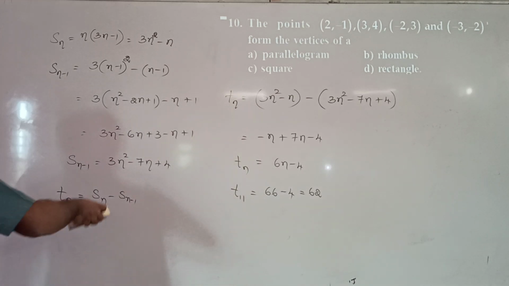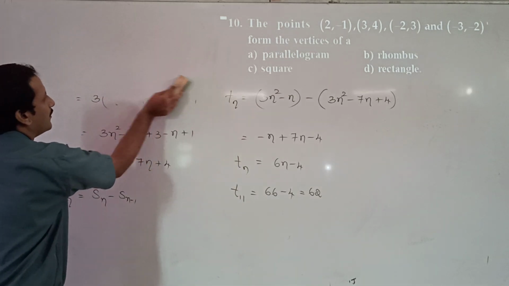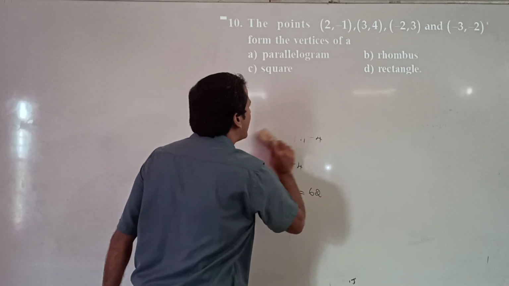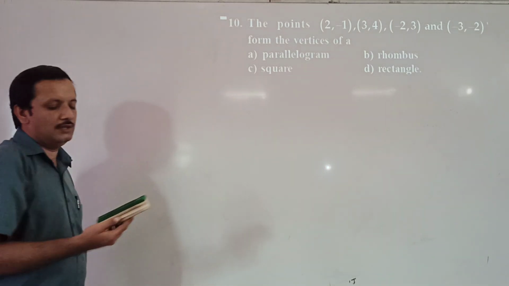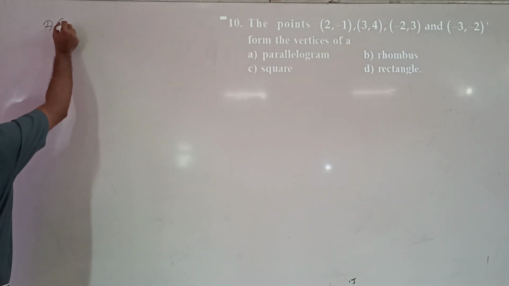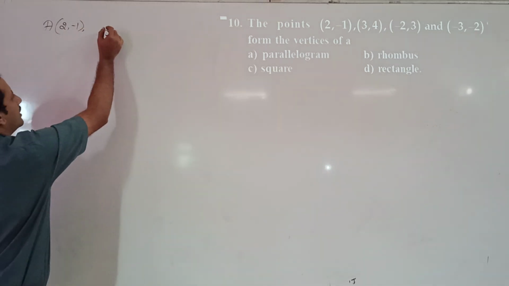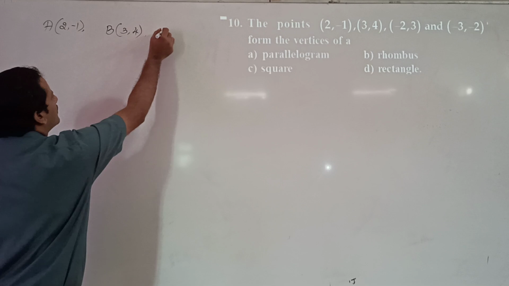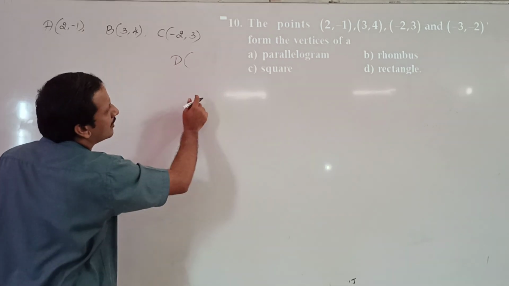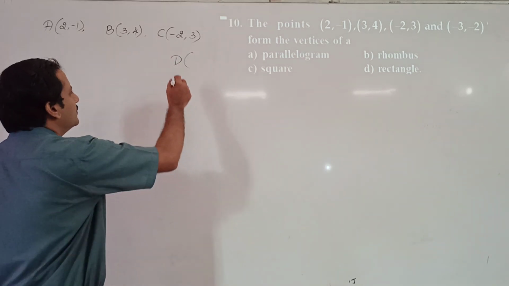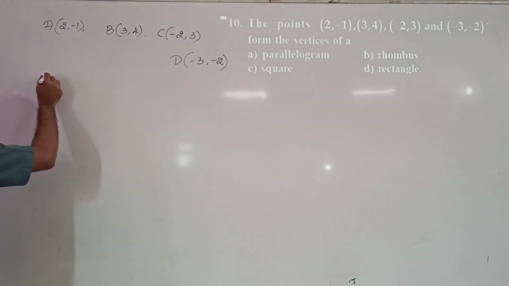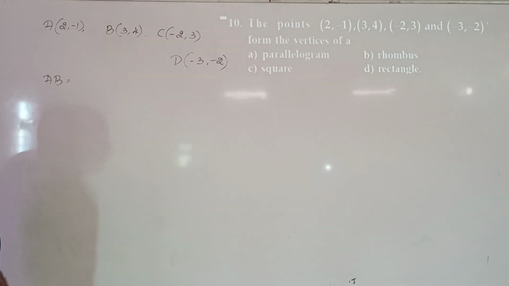Okay. 10th question. The points (2, minus 1), (3, 4), (minus 2, 3) and (minus 3, minus 2) form the vertices of a parallelogram, rhombus, square or rectangle. Okay. So, I will call these 4 points A, B, C, D respectively. A (2, minus 1), B (3, 4), C (minus 2, 3) and D (minus 3, minus 2). Okay. So, I'll find out the distance between them. I'll find the length of all the 4 sides.